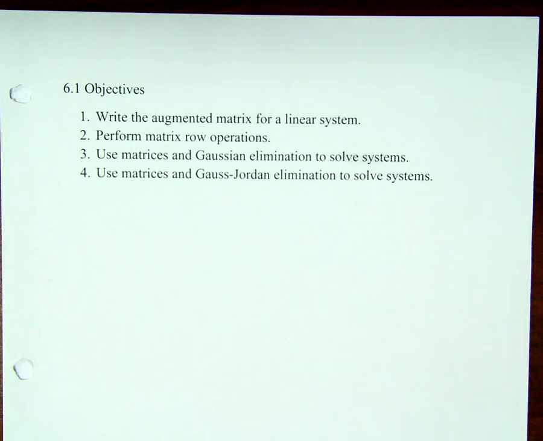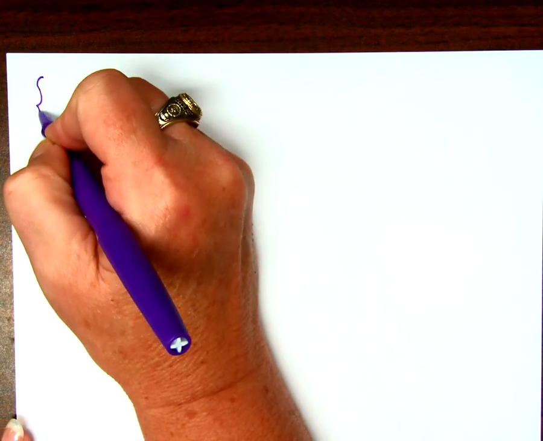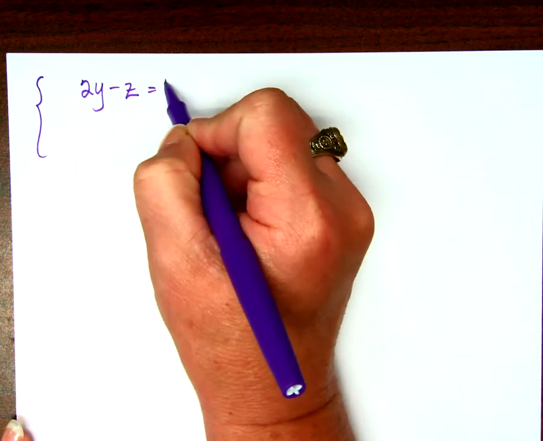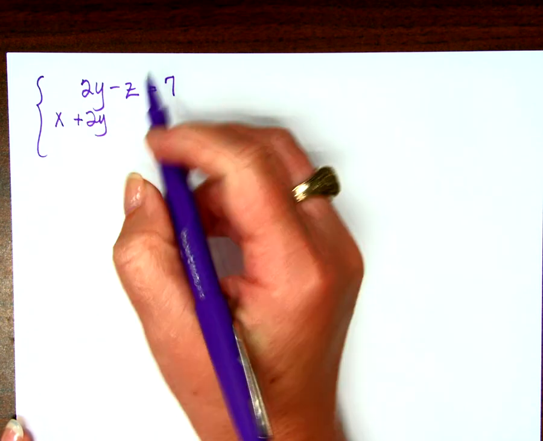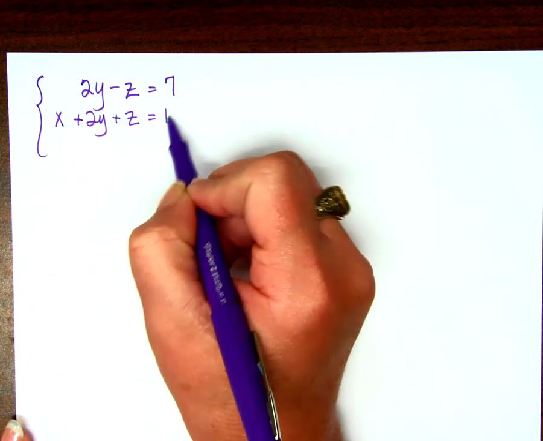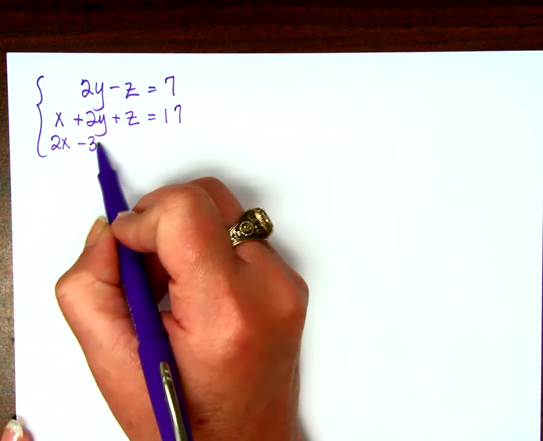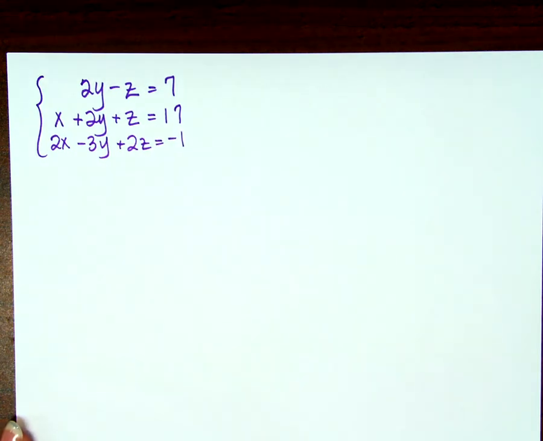You ready? The first one is the hardest. Which, I mean, not that hard at all, right? Here's the system. 2y minus z equals 7. x plus 2y plus z equals 17. And 2x minus 3y plus 2z equals negative 1. That's the system.